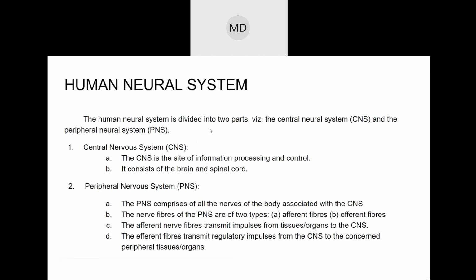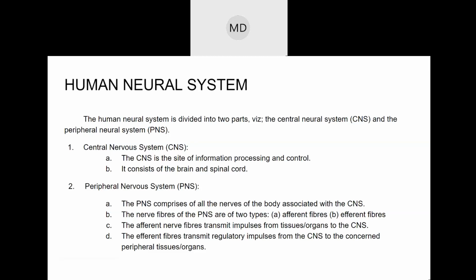So in neural control and coordination, everything is done by the nerves, the neurons, the brain, the spinal cord. All those form the neural system. Human neural system or human nervous system, same thing. It comprises the activities of the brain, the spinal cord, and all the nerves, all the neurons.